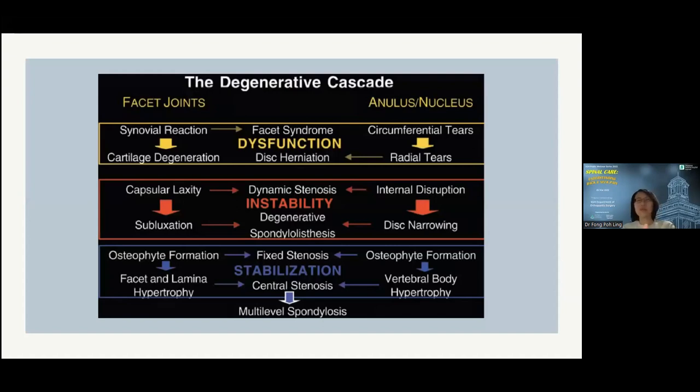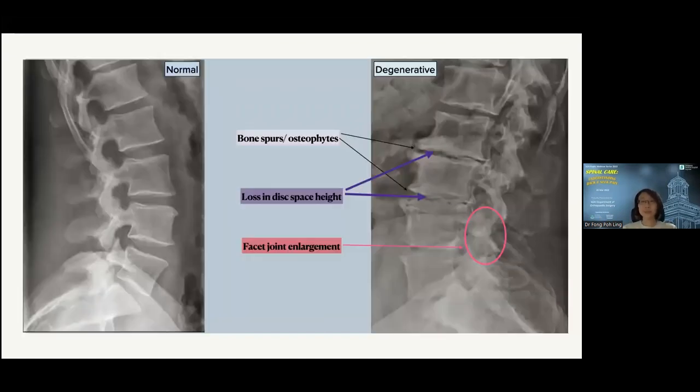This is just a very busy slide. However, it does explain a little bit about how wear and tear occurs from young to old when your disc starts to degenerate and dysfunction. And then when that happens and you lose this height, the bones will start to shift and form what we call spondylolisthesis. And the body's attempt to stabilize your own spine by forming bone spurs, and having your joints growing larger, hypertrophy, results in also certain problems like what we call spinal stenosis.